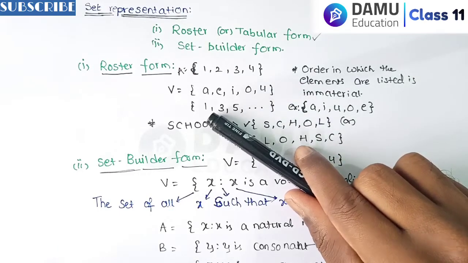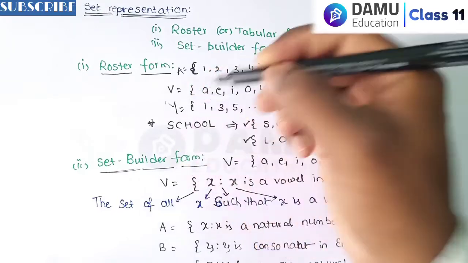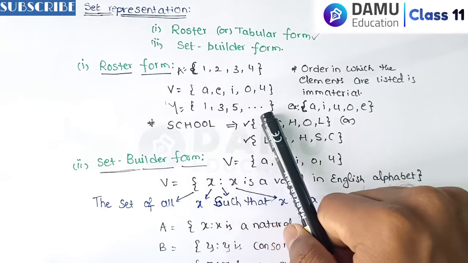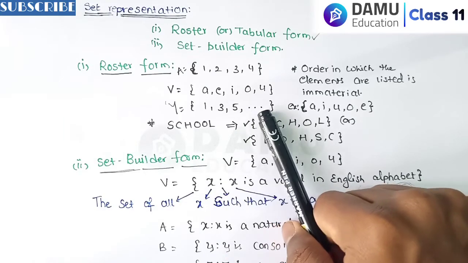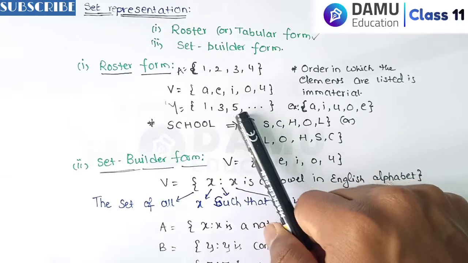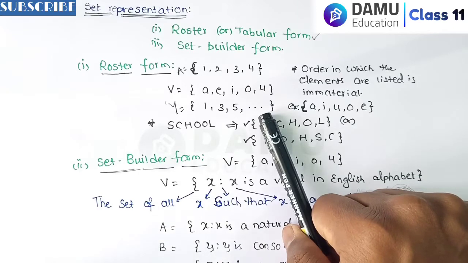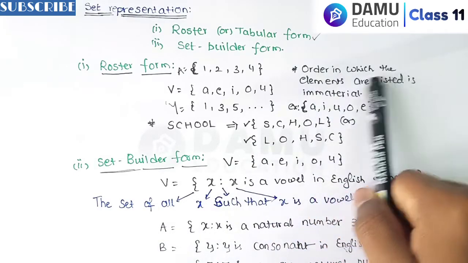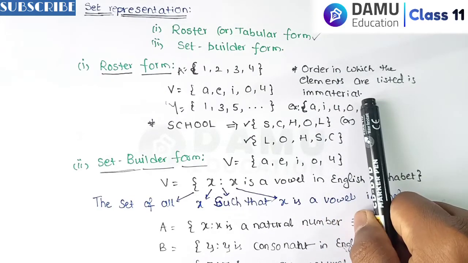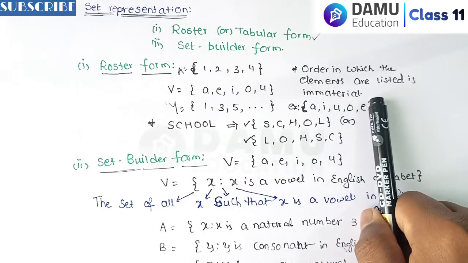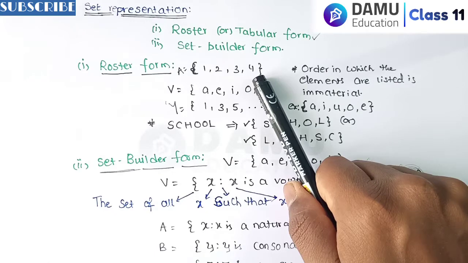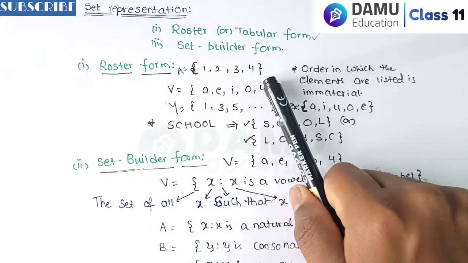And one more set I took here, let's take this as Y. Open, 1 comma 3 comma 5, and the dots are represented as continuously, indefinitely moving. And the order in which the elements are listed is immaterial. What is that? Order in which elements are listed is immaterial, means order is not important. Order is not an important matter here.